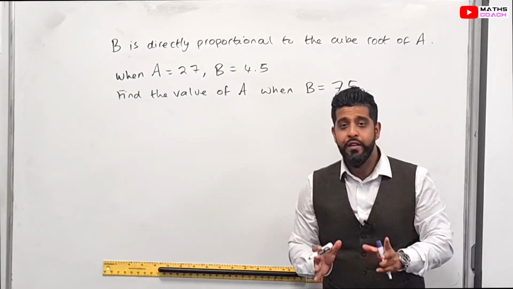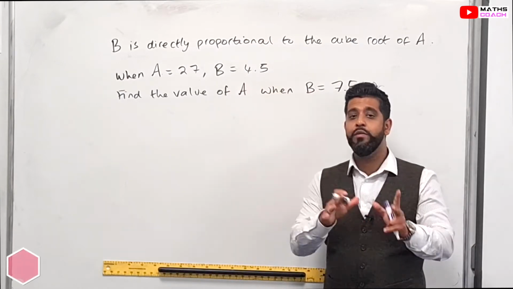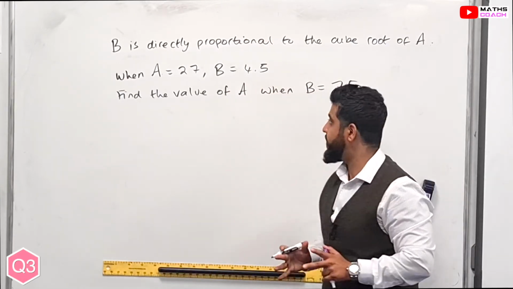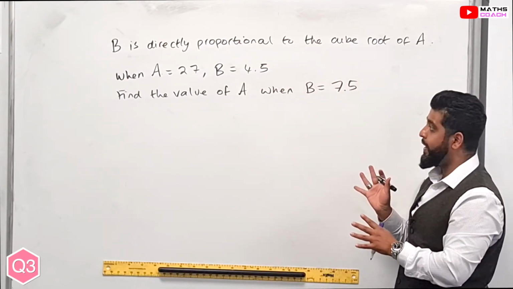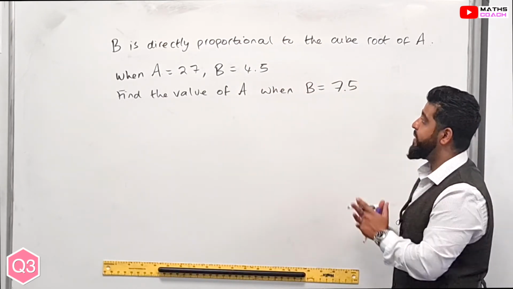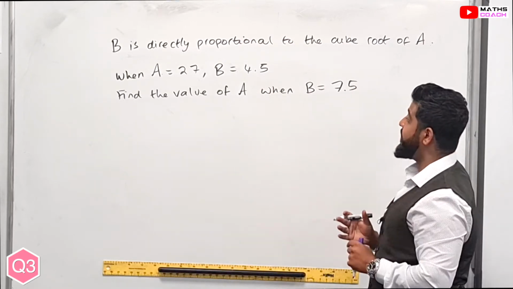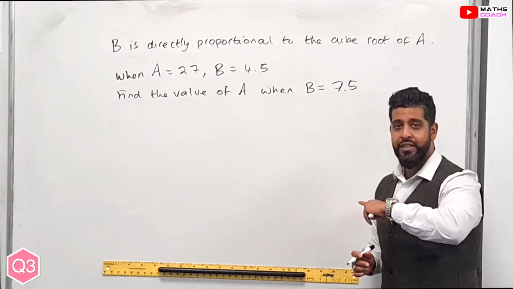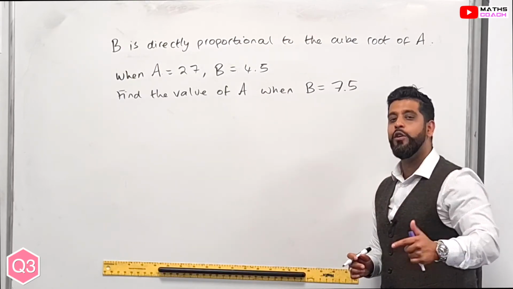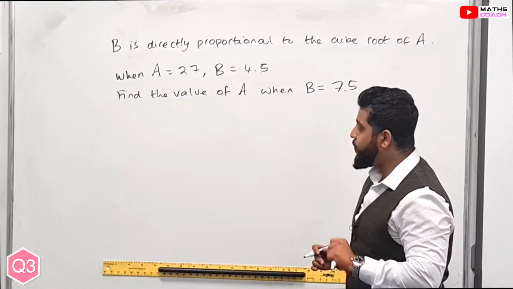Right, on to our final question for the directly proportional, and then we'll move on to indirect proportional after this. So B is directly proportional to the cube root of A. When A is equal to 27, B is equal to 4.5. Find the value of A when B is equal to 7.5. Why don't you pause the video, try this one, and then press play again when you're ready to go through it with me. All right, so hopefully you've had a good chance.